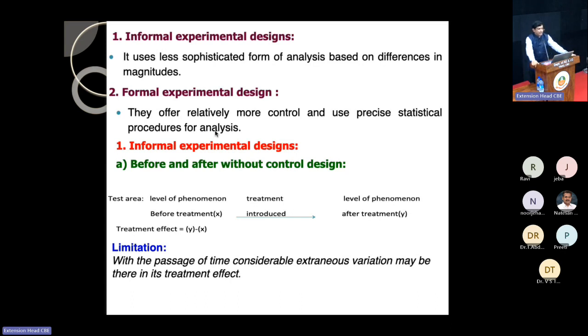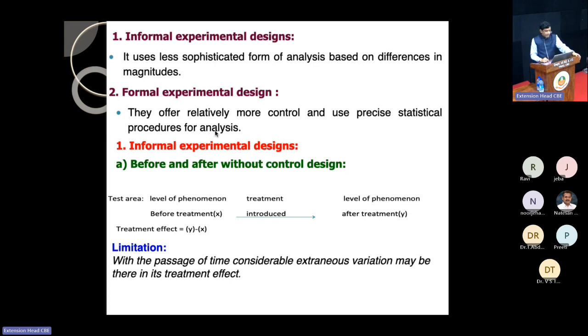So next, first informal: before and after, with no control. Only one group of farmers will be there. We will conduct a benchmark survey, a pre-test, and after imposing the intervention, we will collect the after effects. Post-test we will administer. So the difference between Y and X, post minus pre, is the effect.